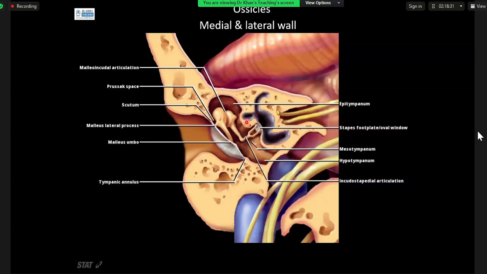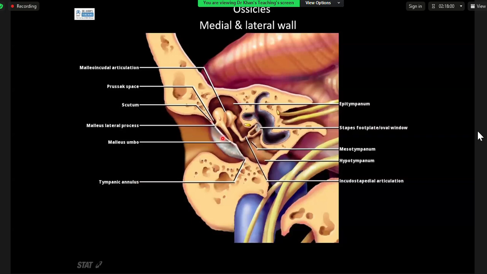Now, this portion of the middle ear is known as mesotympanum. So this is the tympanic membrane. There is a big landmark of bone here, which has got this pointed appearance in a coronal. This is a landmark in imaging of temporal bone. This is known as scutum. And then there is this part which is known as tympanic annulus. So the tympanic membrane is attached here.